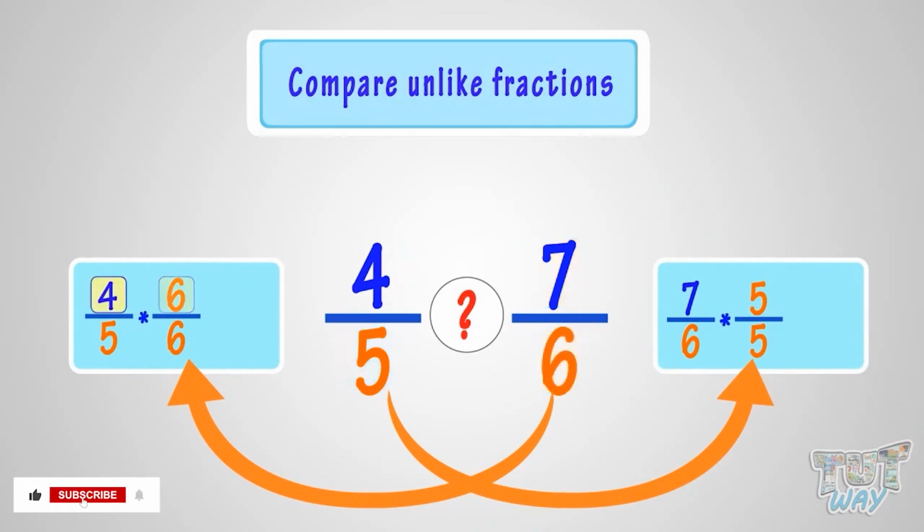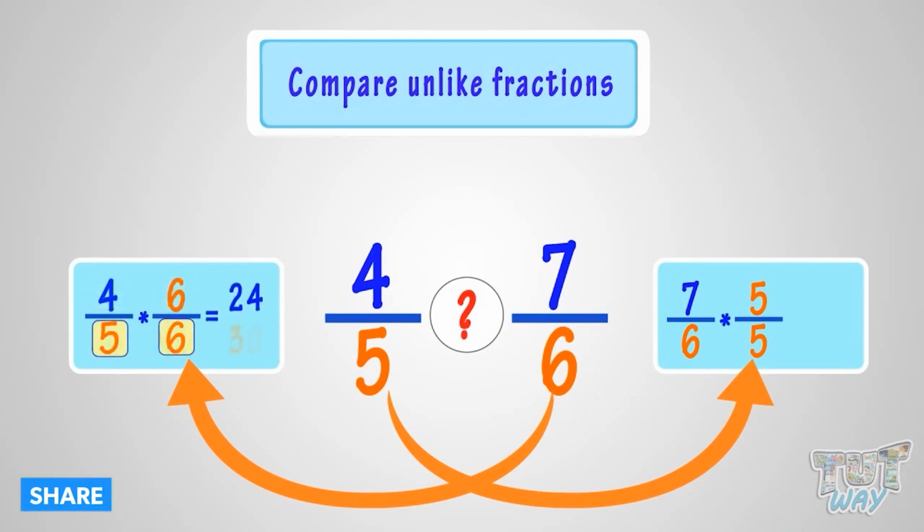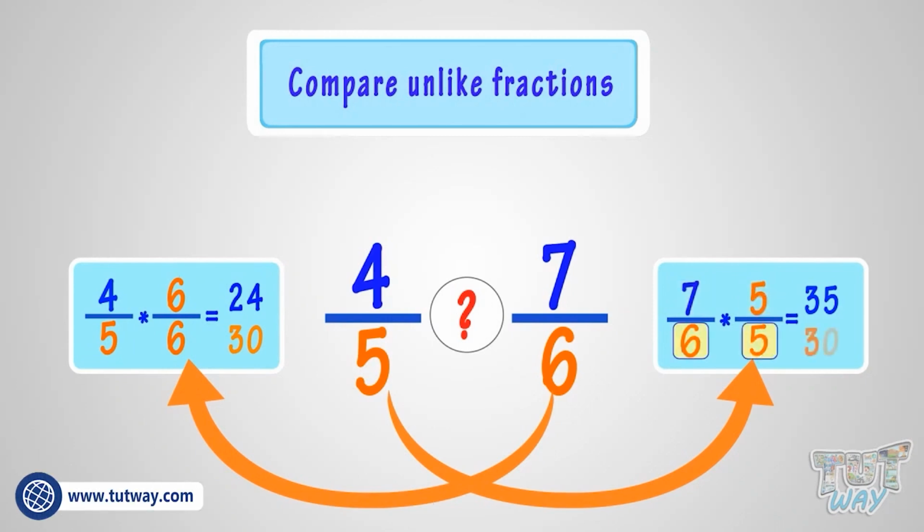4 times 6 equals 24. 5 times 6 equals 30. 7 times 5 equals 35. 6 times 5 equals 30. Now, we have converted these fractions to like fractions, as the denominators are the same.